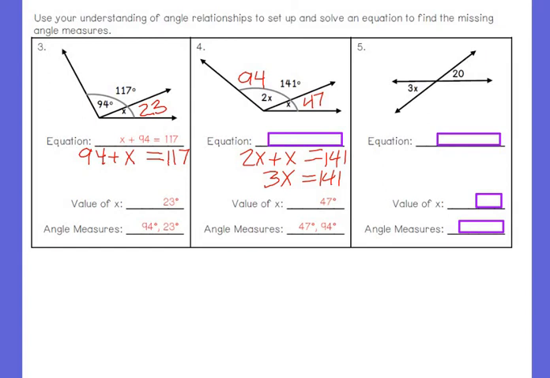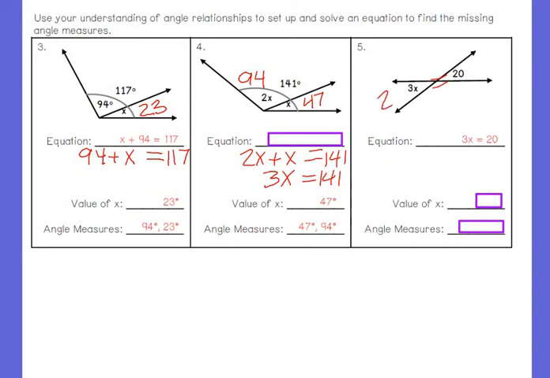Number 5. What vocabulary word do you see? Vertical. Vertical says they are equal. So what could my equation be? 3x plus 1. Oh, wait. You just told me they equal each other. 3x equals 20.